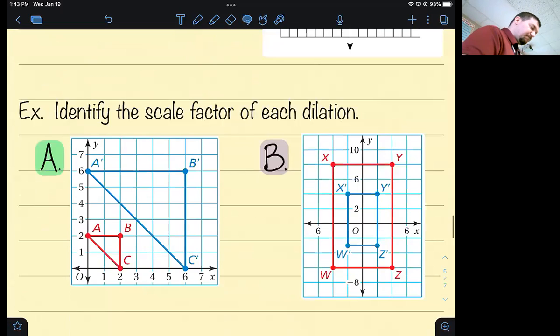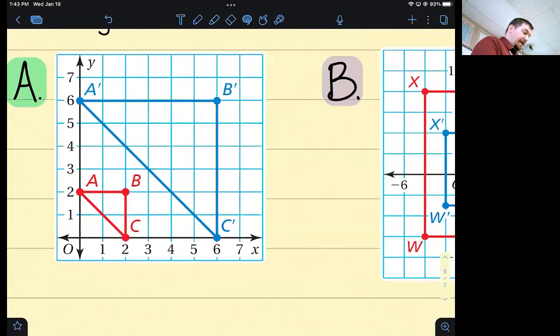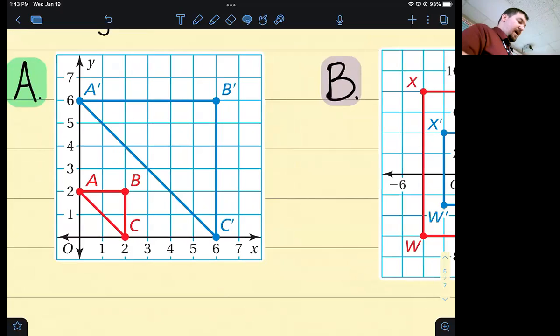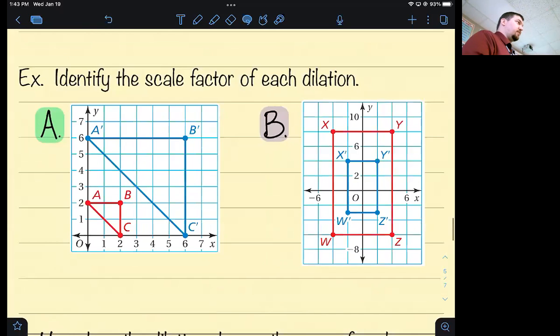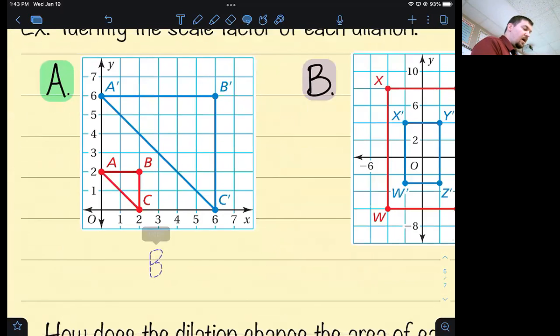All right, identify the scale factor of each dilation. So I want you to look at A and A prime, B and B prime. We're going from red to blue. I know that because the prime units are with the blue triangle. What is the scale factor here? What did they multiply all the coordinates by, Xander? Enlarged by 3. Yeah, they enlarged it by 3. So I'm just going to put 3 because from now on, if we say that they're reducing it, we'll just put it as a fraction. So K equals 3.